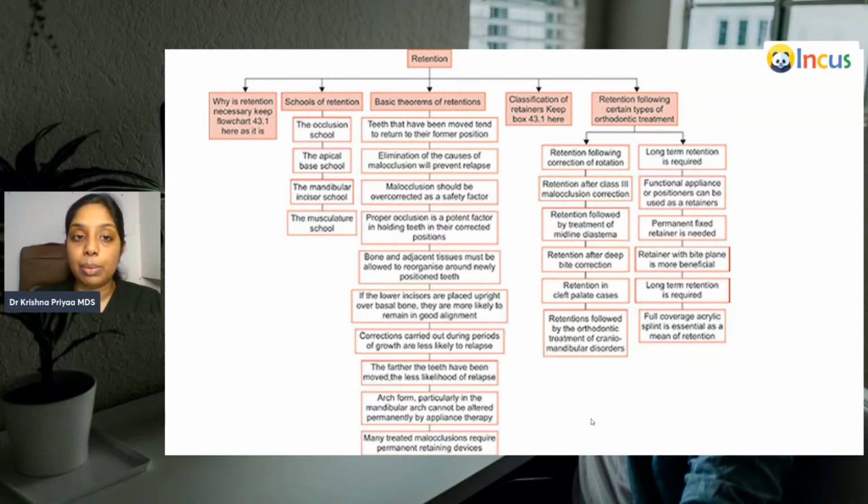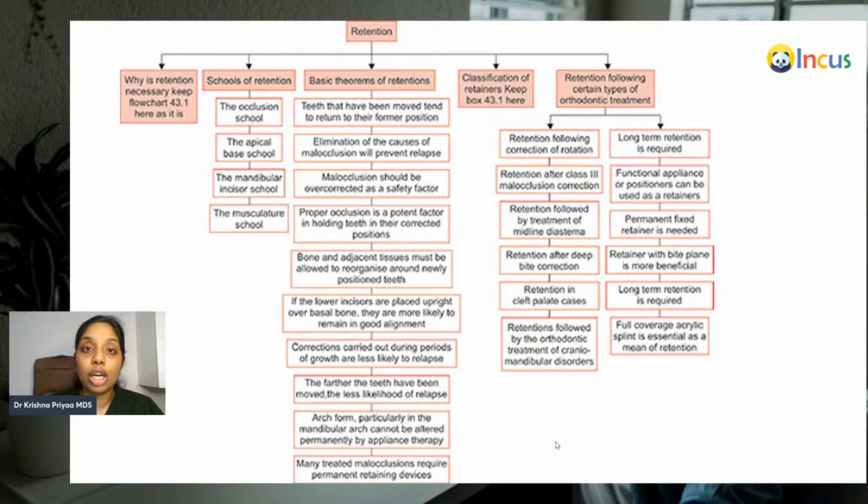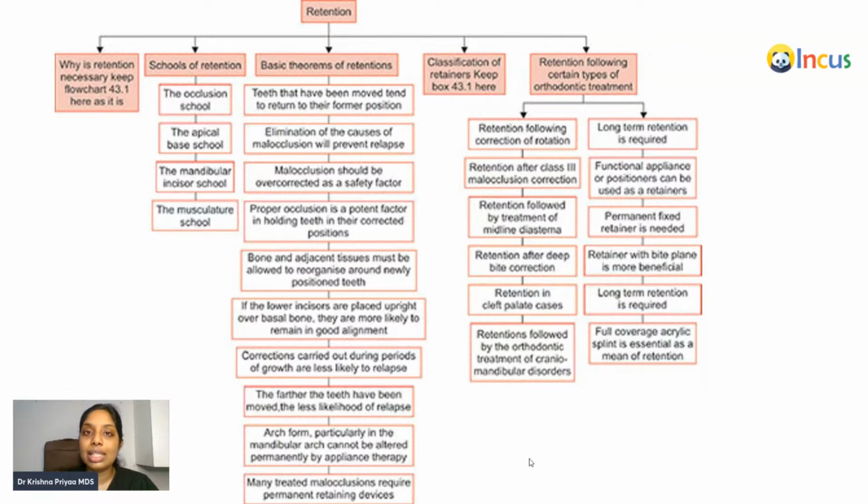The first theorem: the tooth that has been moved tends to return to its former position. Whenever you do an orthodontic treatment, though you move the tooth to an optimal position, the tooth still has a tendency to come back to its original position. With this in mind, you have to plan the orthodontic treatment and give extra overcorrection or provide long-term retention. You should always have this in mind. This is the first retention theorem.